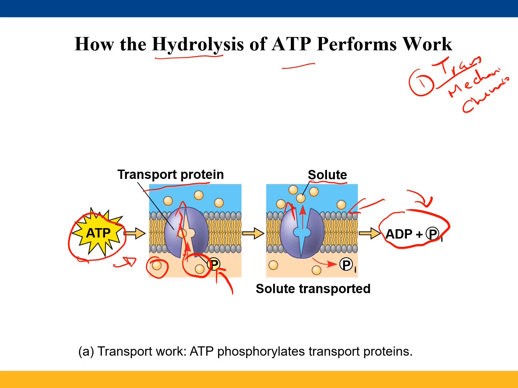So the ATP, as I said, phosphorylates transport proteins that allows them to produce these shape transformations and allow them to move these materials from inside to outside of the cell membrane.